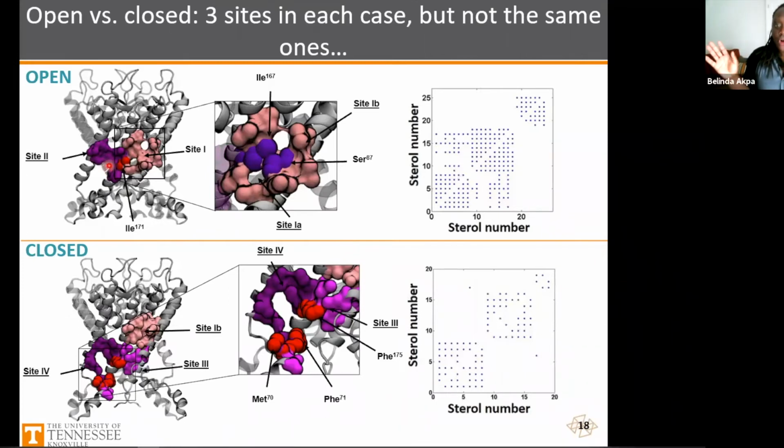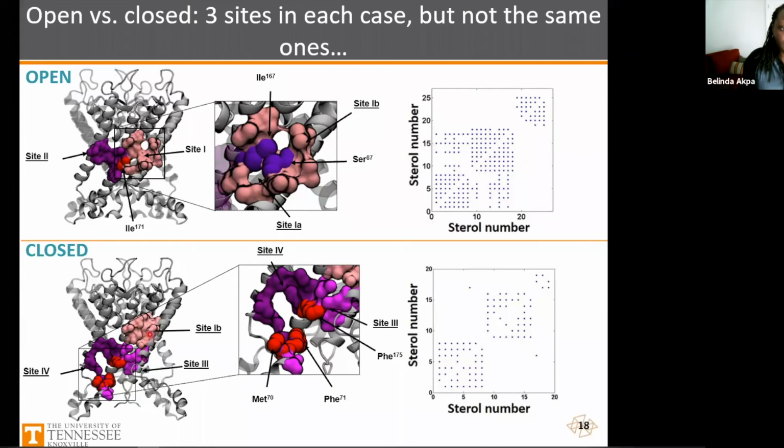Everything I've shown you so far was based on the open structure of the channel. So we repeated the calculations, did another set of simulations, starting with the closed conformation of the channel, and looked for the binding sites to see whether we found the same binding sites as in the open configuration. That's that analysis here. We again found 3 clusters. The clusters are again located between alpha helices of the transmembrane domain, either between alpha helices of one subunit or between neighboring subunits. But we found some subtle differences in the identity of the binding sites.